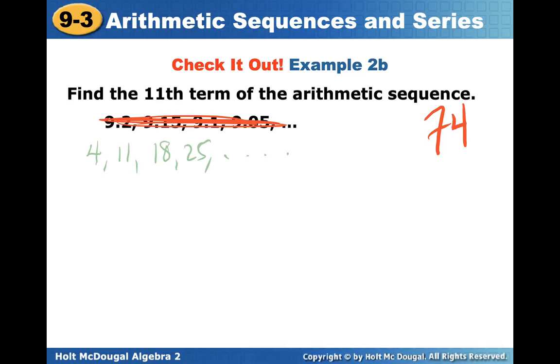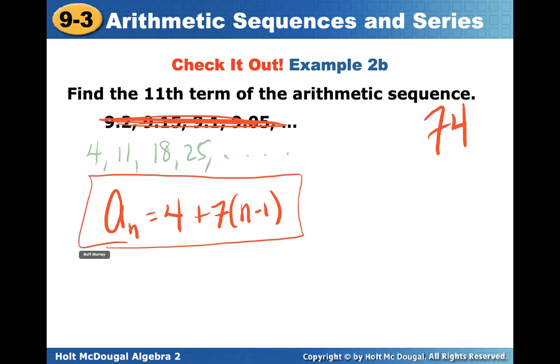Okay. What did you mean, find the rule? The rule will help us find 74 quickly. The rule is that equation. Okay. Here's the rule. Any term is the first term plus the common difference times n minus 1. That's what I would call the rule. Technically, that's called an explicit rule for that sequence, because if I know the term number, I can plug it in and boom, I have it.